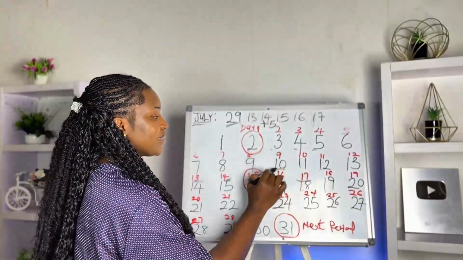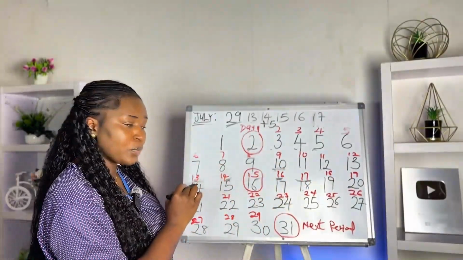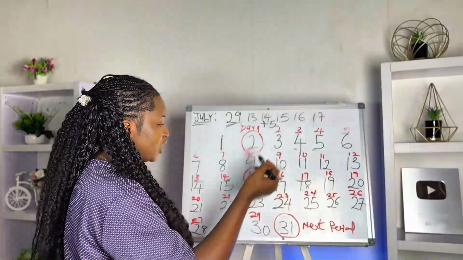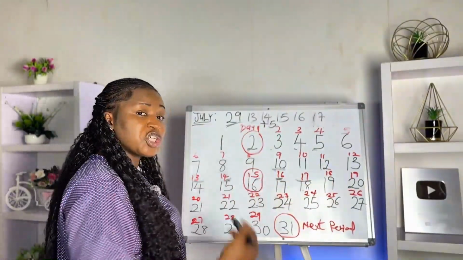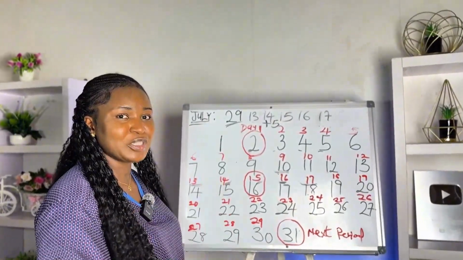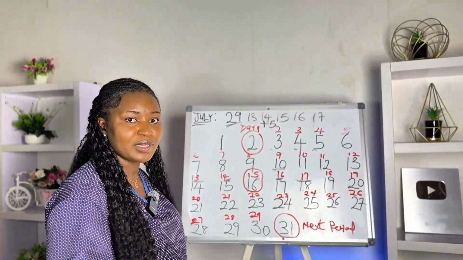5. So if this woman has sexual intercourse from day 9, she could still get pregnant if ovulation happens on day 13. And if she has intercourse on day 11 and ovulation happened on day 16, she could still get pregnant because the sperm is already in the body waiting for the egg to be released. And once the egg is released, the fastest sperm swims to the egg to fertilize it.